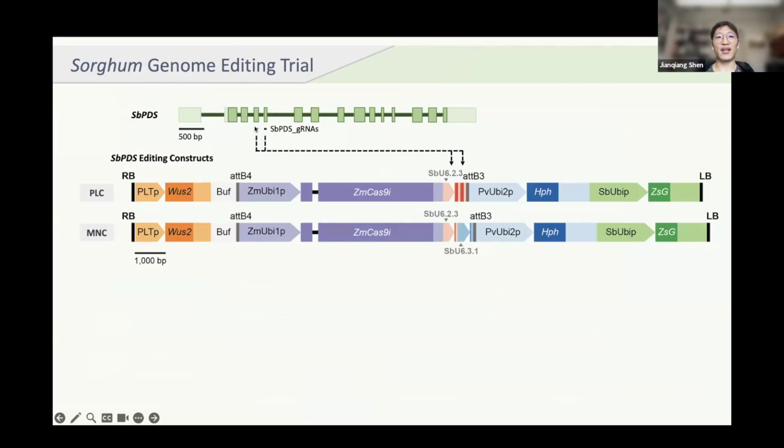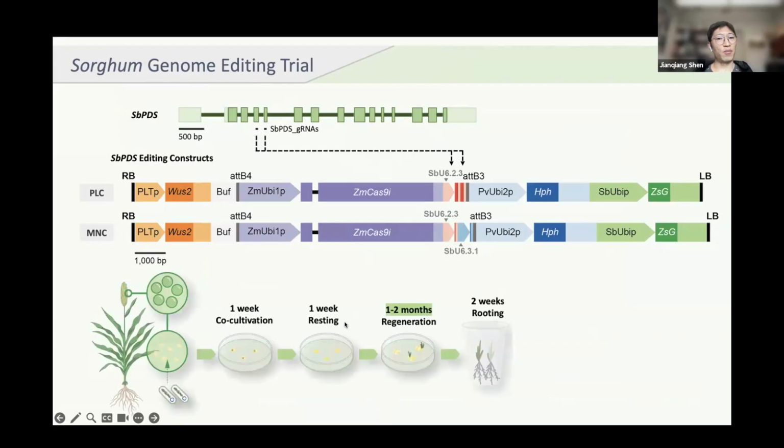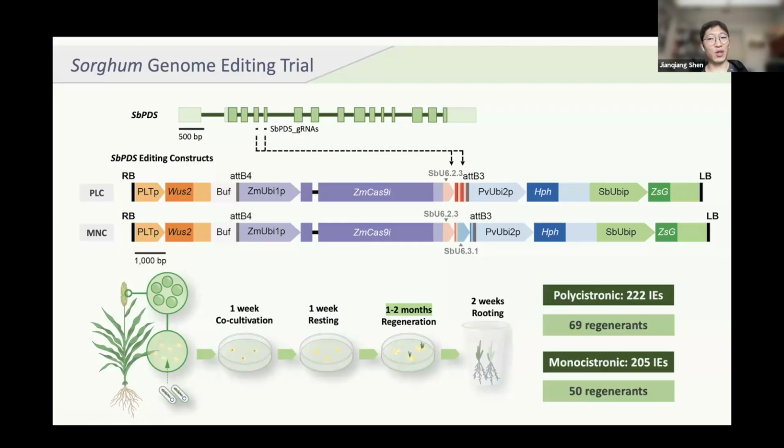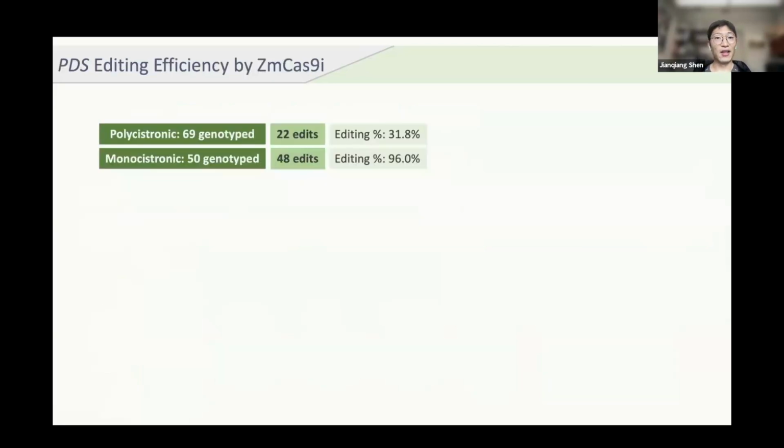So we used two guide RNAs targeting the PDS gene on exon 3 and exon 4. We transformed them into sorghum. In this case, by integrating the virtual, the regeneration time can even be reduced to 1 to 2 months in total. We used 222 immature embryos for polycistronic, and about 205 immature embryos for monocistronic. We got 69 regenerants and 50, respectively.